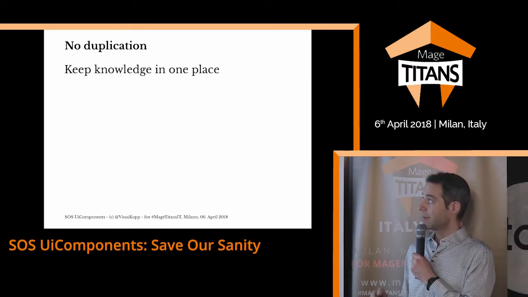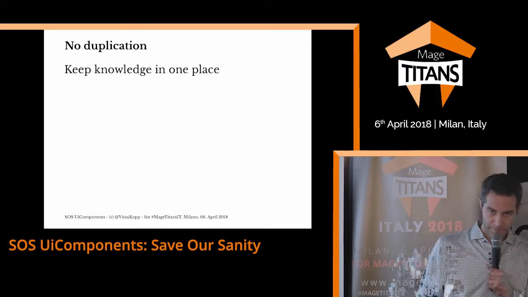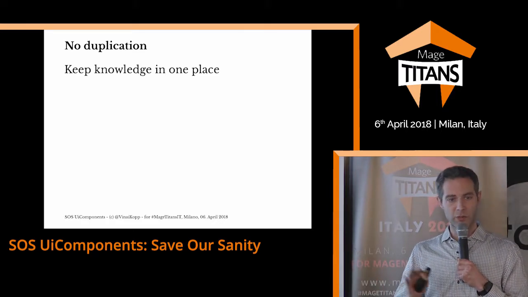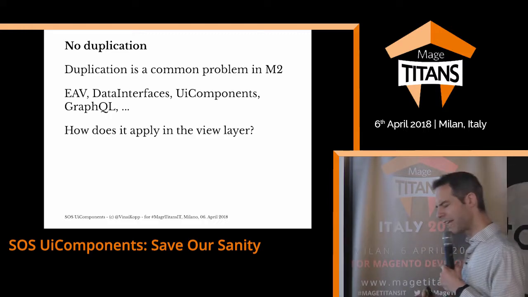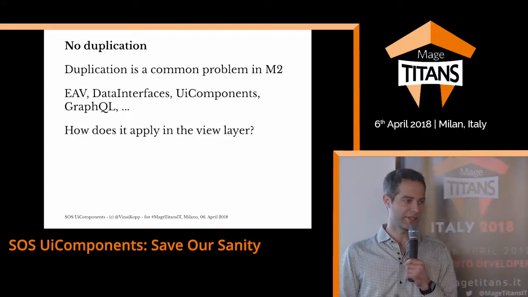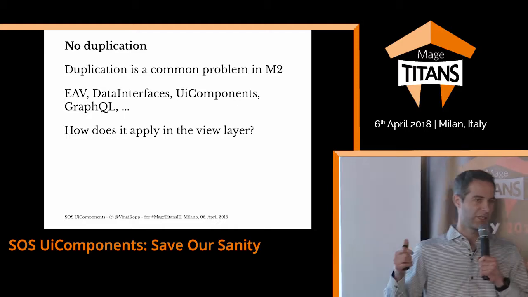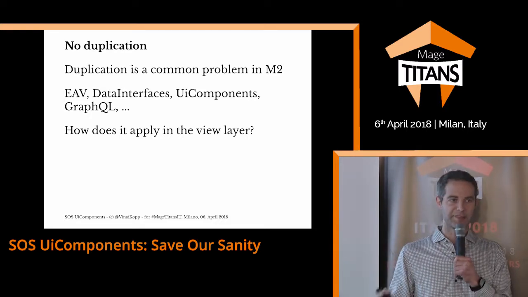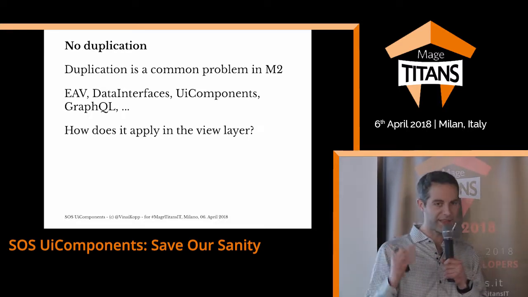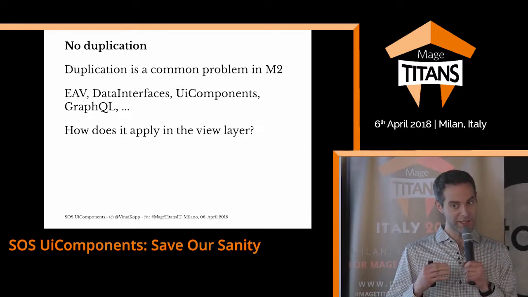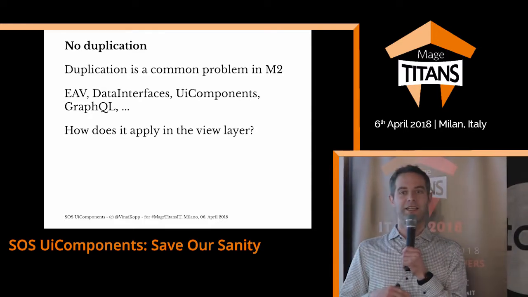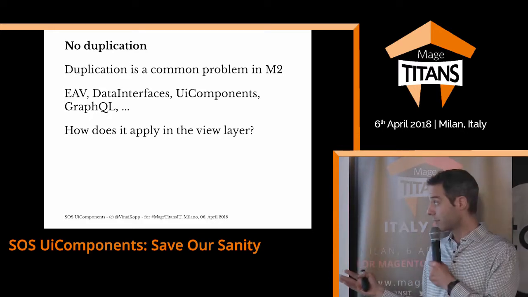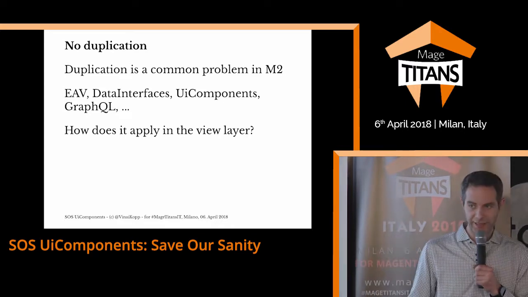All right, so what about no duplication? For me, that's a lot about keeping information, or keeping knowledge, in one place. Duplication is such a common thing in Magento 2, right? We've got EAV, and I specify properties and attributes and data types and labels, and then I have to specify the exact same thing again in UI component XML, or maybe in data interfaces, and now we're getting GraphQL, so we have to configure the whole thing again, right?